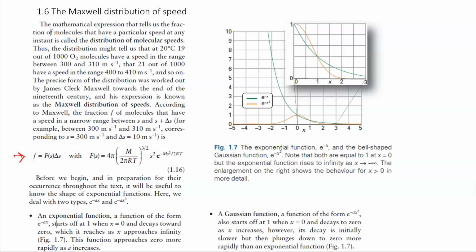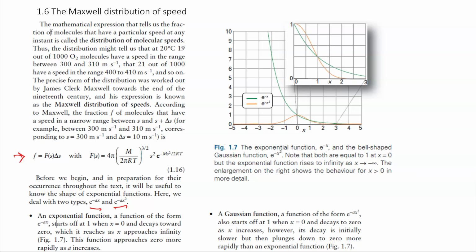So let's talk first about the shapes of exponential functions in a quick review before we get into what this looks like in the subsequent pages. We're going to look at two different types of exponential functions, the first here and the second here. Notice that in this particular difference, one of the exponents is not squared and the other one is squared.